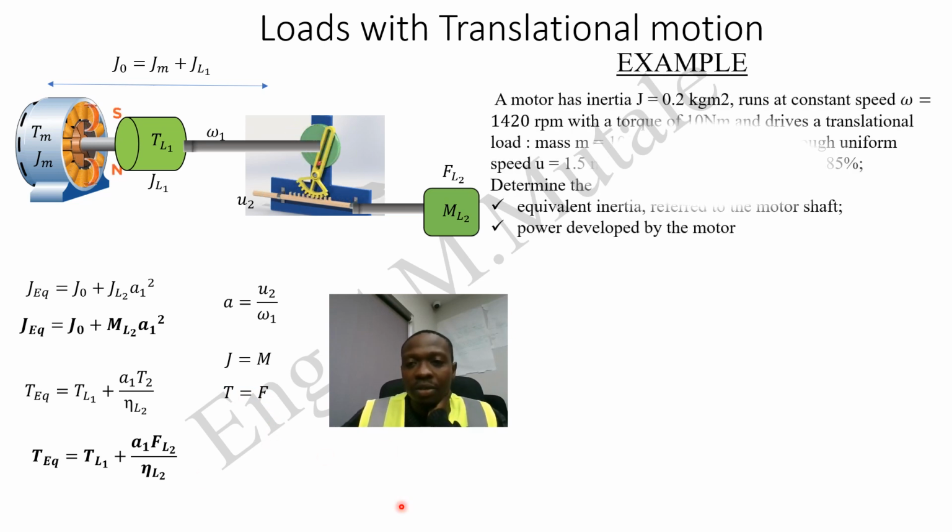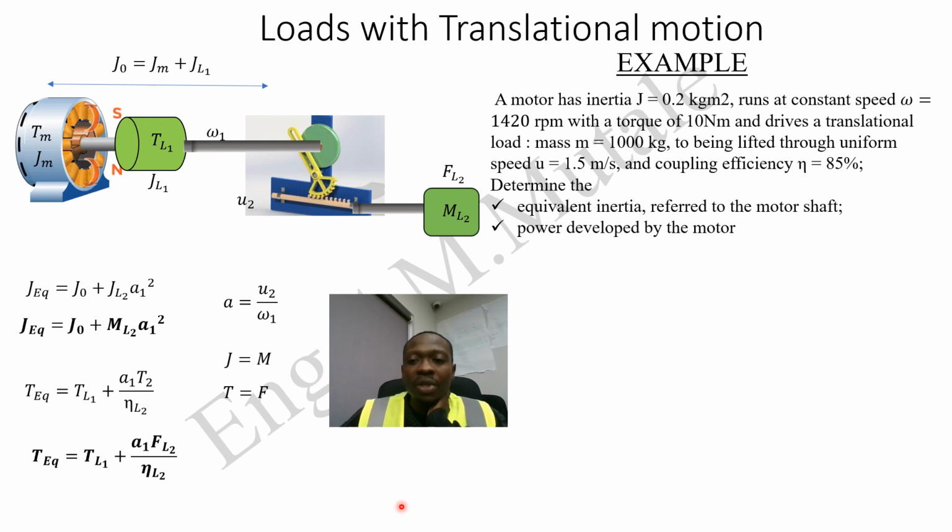With that said, let's solve this example. A motor has a moment of inertia J equal to 0.2 kg meter squared. It runs at a constant speed of 1420 revs per minute with a torque of 10 Newton meter, and drives a translational load which has a mass of 1000 kg to be lifted at a uniform speed of 1.5 meter per second. It has a coupling efficiency of 8.5%. Determine the equivalent inertia referred to the motor shaft, as well as the power developed.